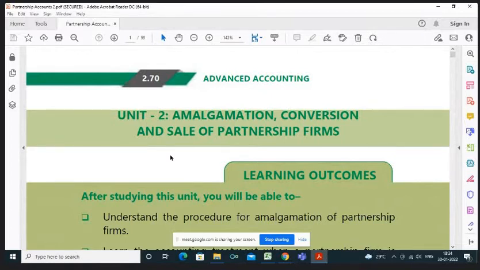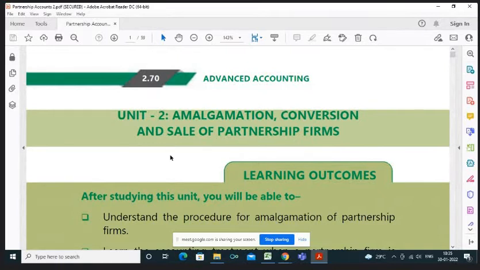When 2 or 3 partnership firms come together and form a new partnership firm, that is called amalgamation. For example, A and Co, B and Co, C and Co are 3 different partnerships. If they decide to amalgamate and start a new partnership firm, ABC and Co, that will be called an amalgamation. So what are the steps involved? In this case, the erstwhile or previous partnership firms A and Co, B and Co and C and Co will be closed down and ABC and Co will be opened. This is called an amalgamation.